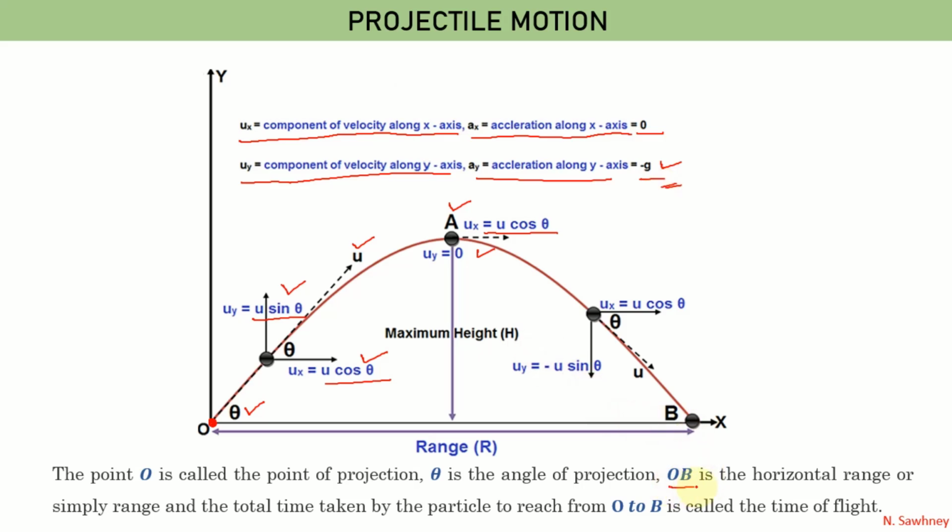Here OB is the horizontal range, or simply the range of the projectile, and the total time taken by the particle to reach from O to B is called the time of flight. Now let us derive these expressions.